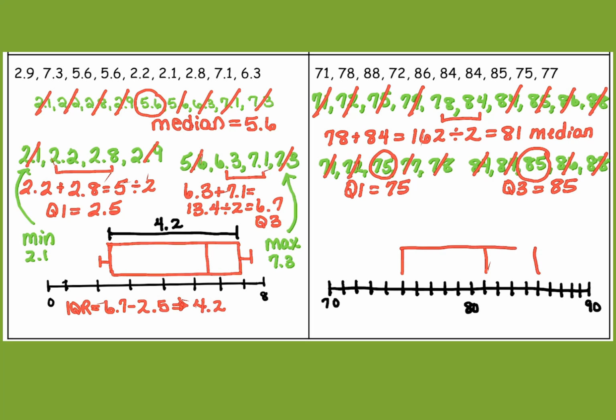Now we have the values for our box. We can draw in our box. Now in order to find the whiskers, we have to find the minimum and the maximum. The minimum is our lowest value, and that is 71. And our maximum is our highest value, and that is 88. Now we can add our whiskers to our box and whisker plot.